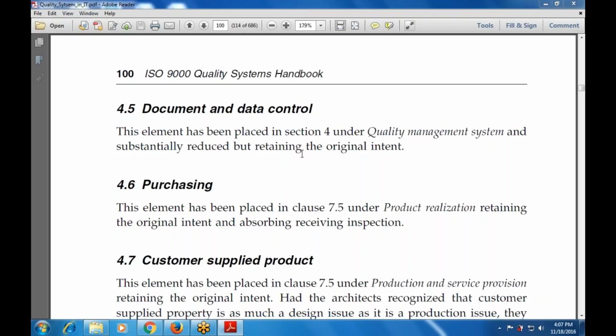Yes. Today's topic is document and data control. That is the same revision of the quality system in IT. So, shall we start? All right.